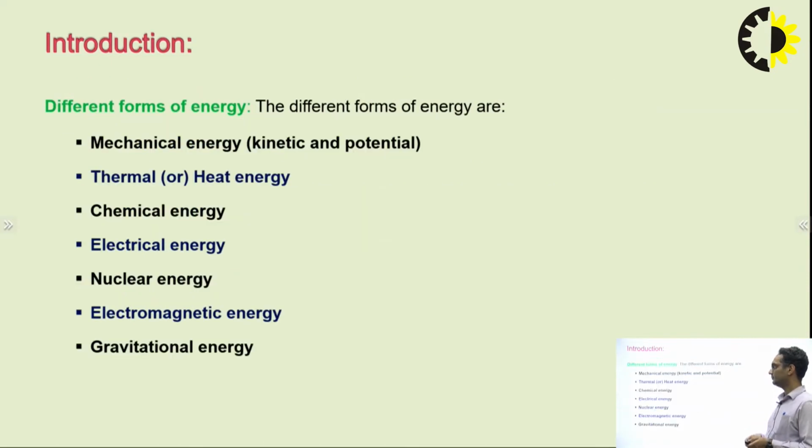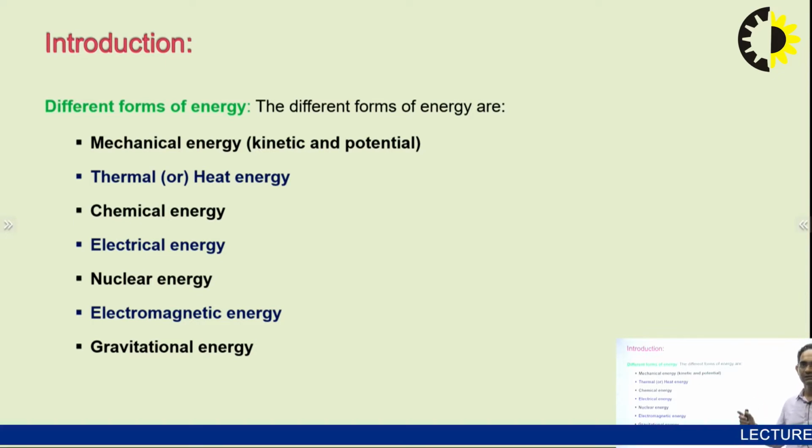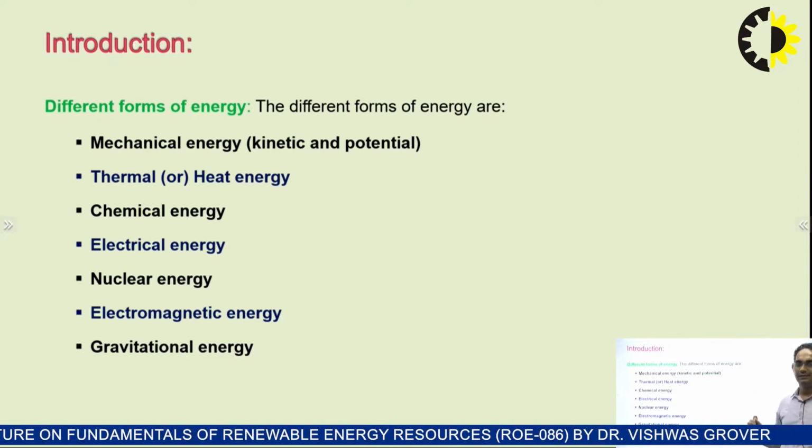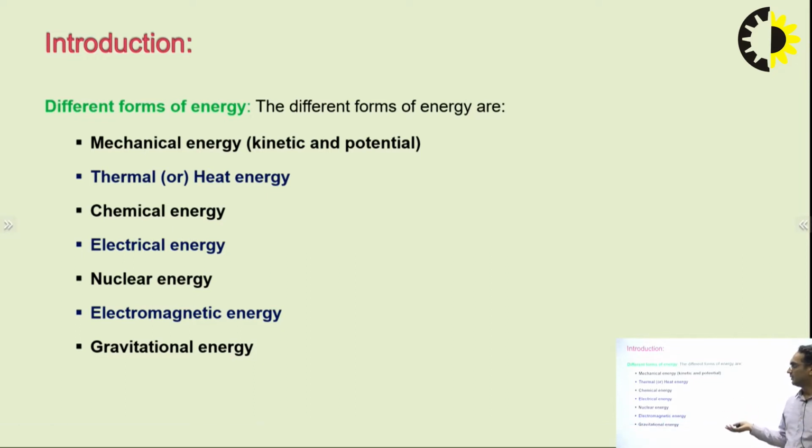Then next are the different forms of energy. Different forms of energy are like mechanical energy, in which the kinetic and potential energy, which we have already learned in previous classes. Potential energy is the energy which is stored in an object due to its height, and kinetic energy is the energy which is stored inside an object due to its motion. That is the half mv square kinetic energy. So these are the mechanical energies.